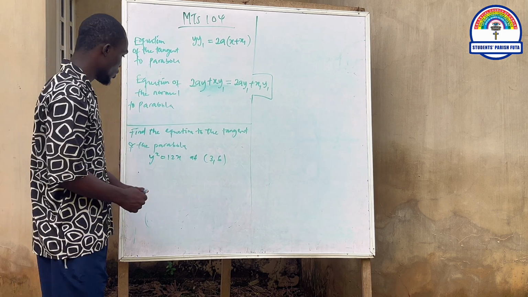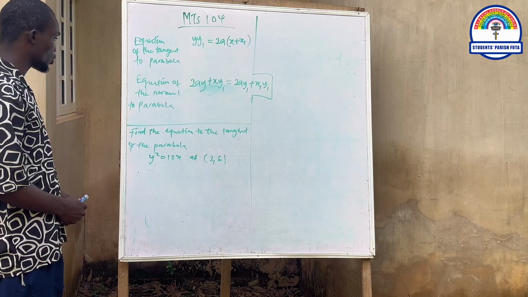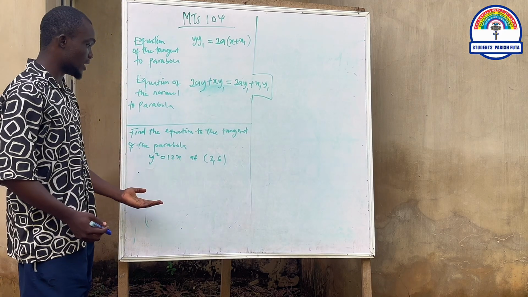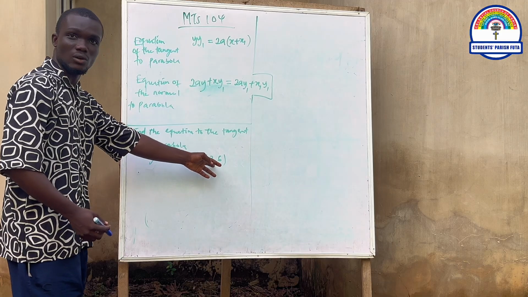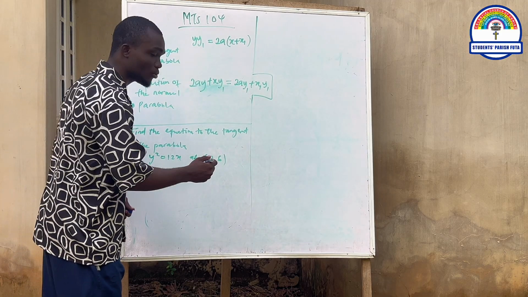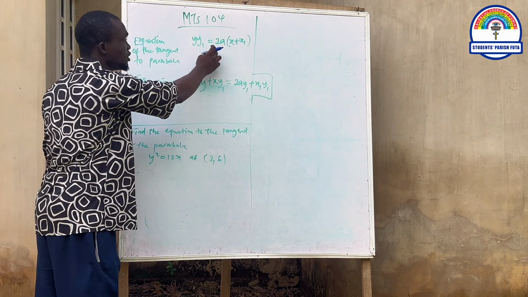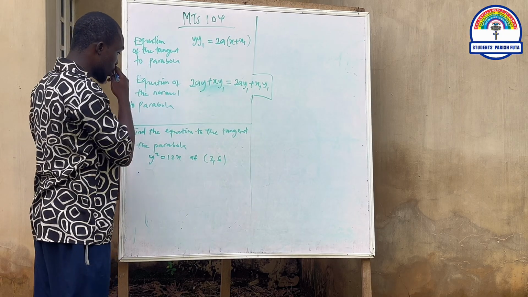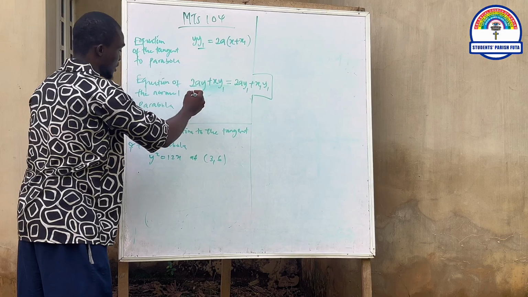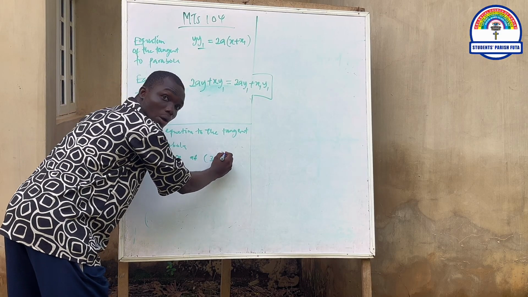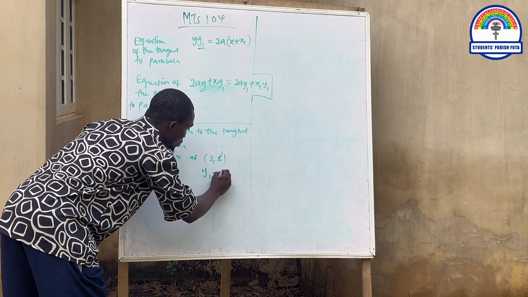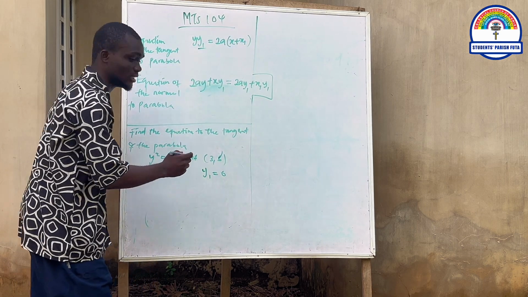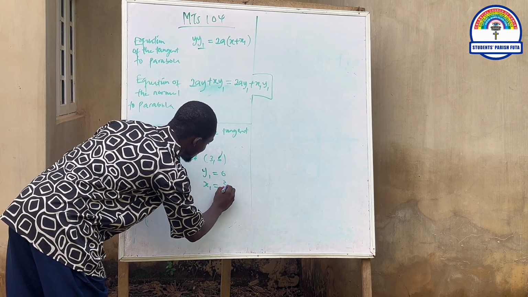All right, so they say we should find the equation of the tangent to the parabola y squared is equal to 12x at (3, 6). Don't forget that here we need our a, our y1, and our x1. Our y1 is 6, and our x1 is 3.